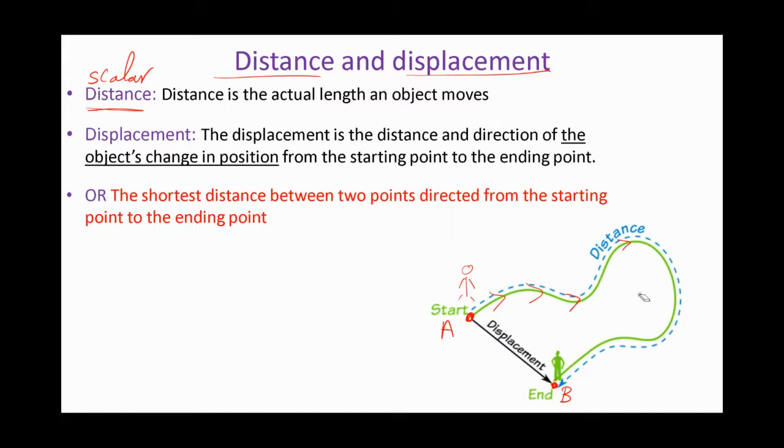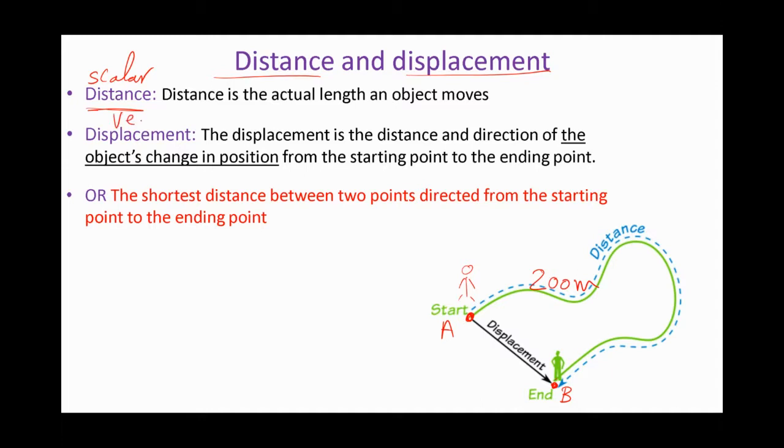And it needs no direction. So I don't say it's in the direction of whatever. No. It's just the measurement. Like, let's say I measure it 200 meters. So this guy, he ran 200 meters. So this is the distance. What about the displacement? The displacement is something else.